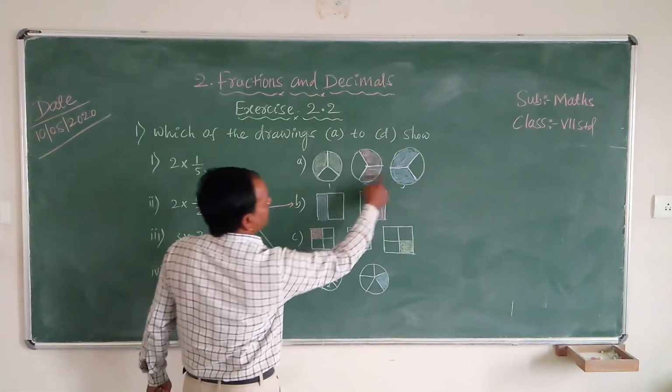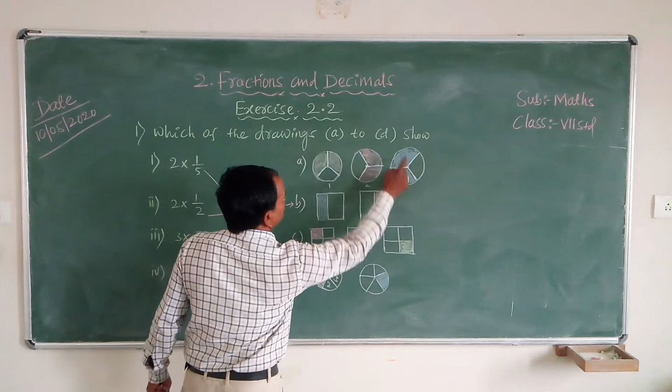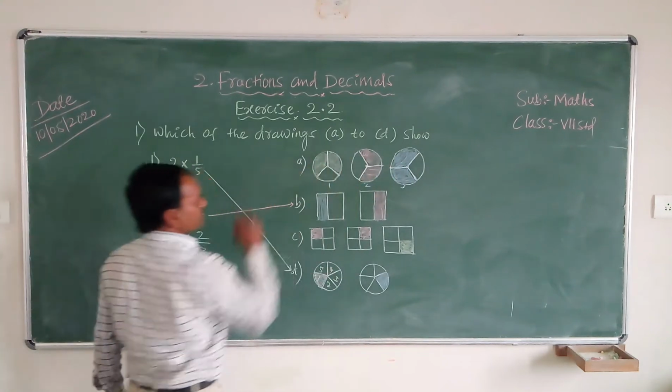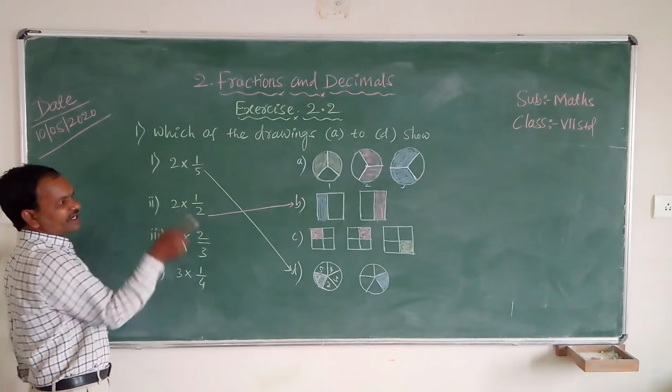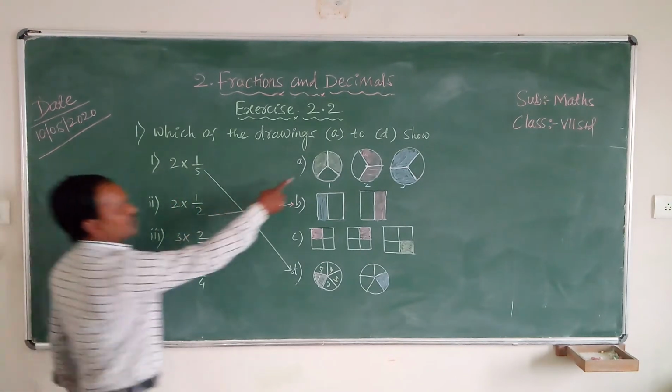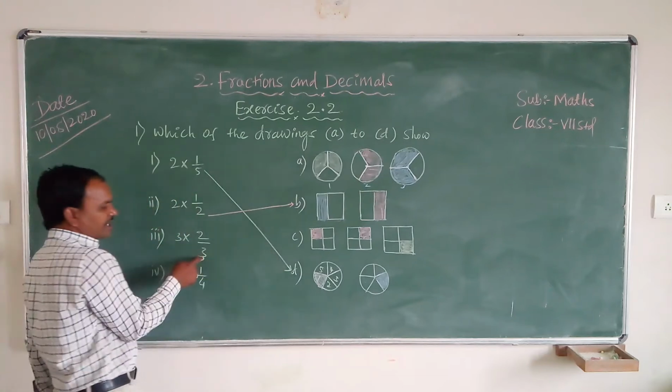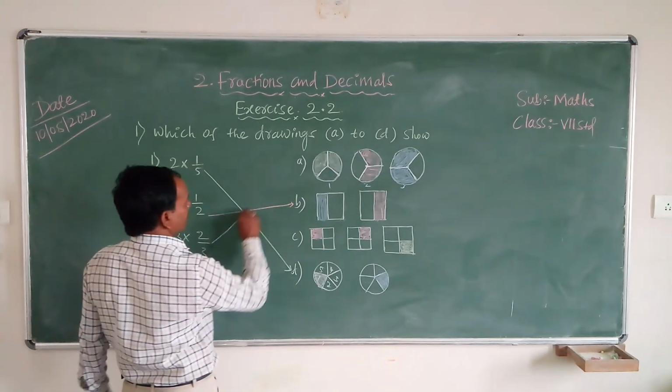3 into 2 by 3. 2 colored is there. Inside the box, how many boxes are there? 1, 2, 3. So 3 colors. So 3 into 3 figures are there. 2 colors are there, 1, 2. Total divided by 3. This is answer A.